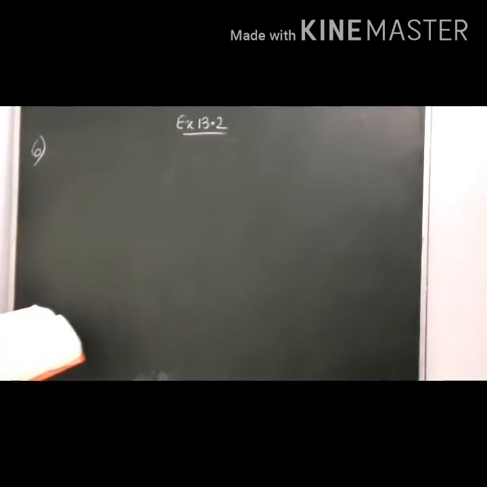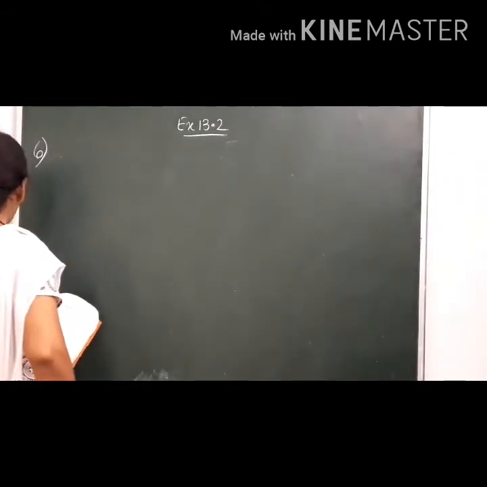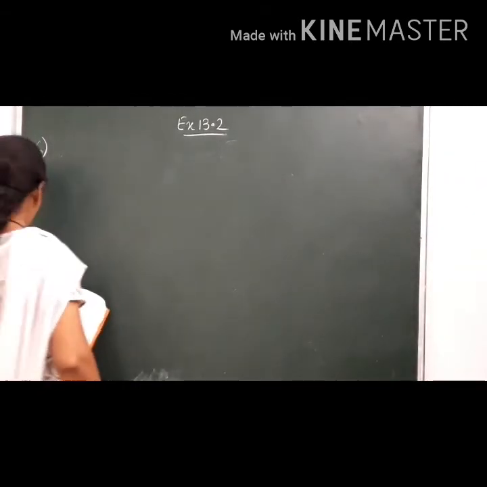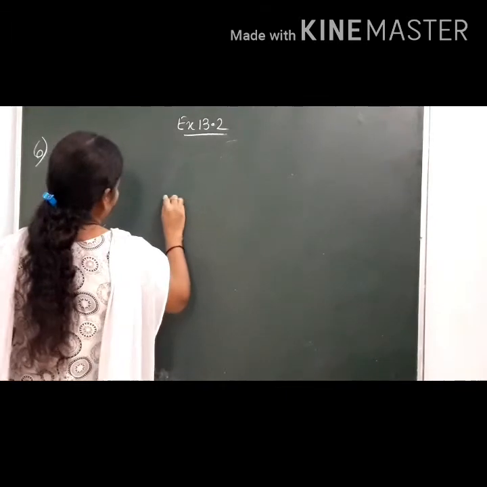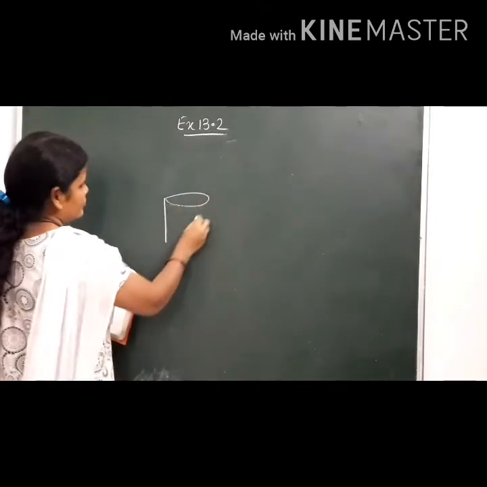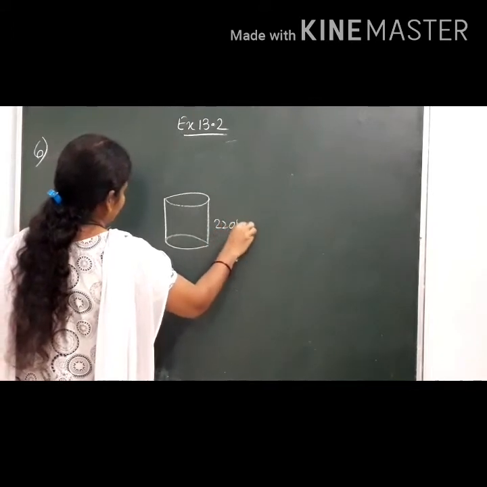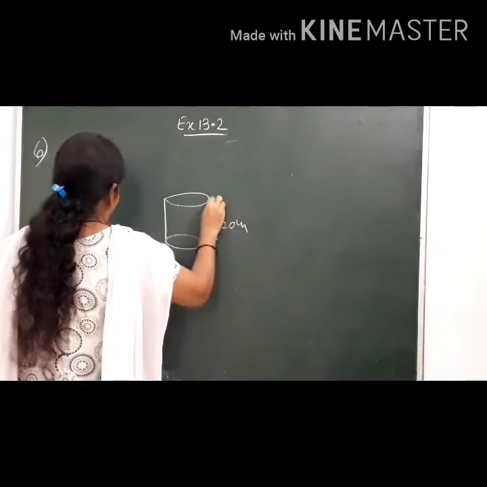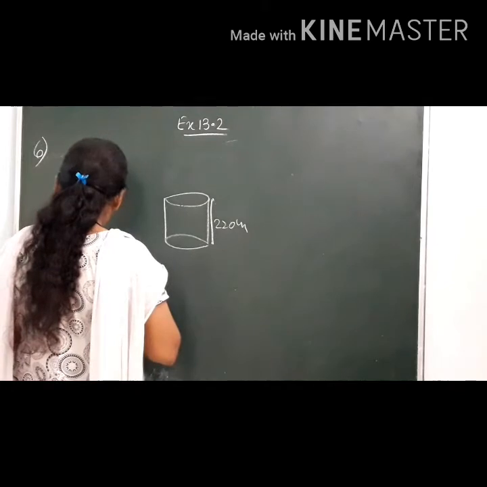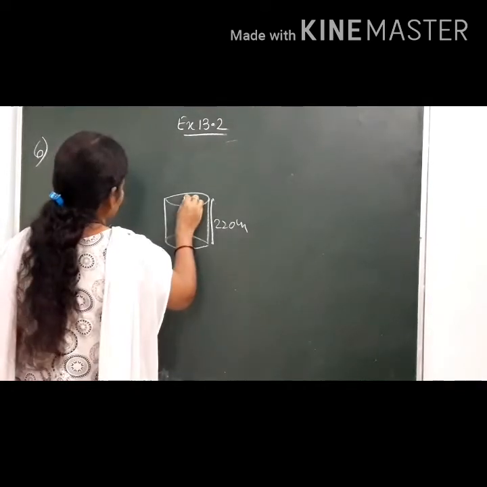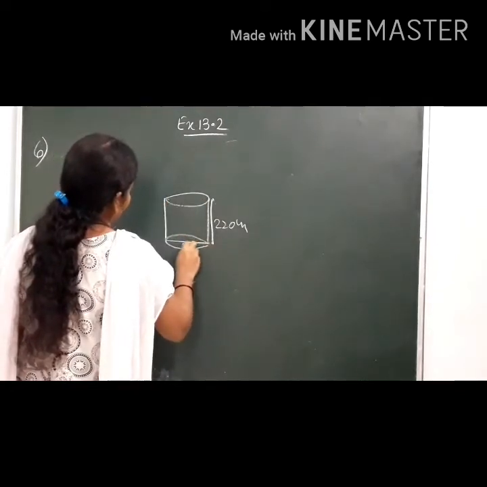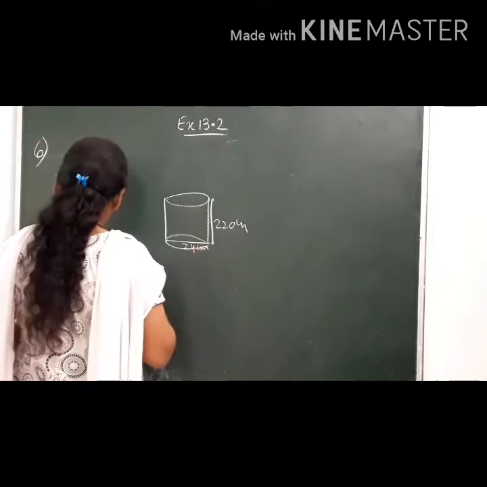Question number 6. What is given here? A solid iron pole consists of a cylinder of height 220 centimeter. And this is the cylinder, 220 centimeter height is given. And what is here? Base diameter is given, 24 centimeter.